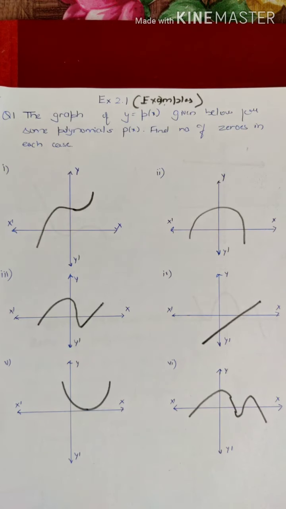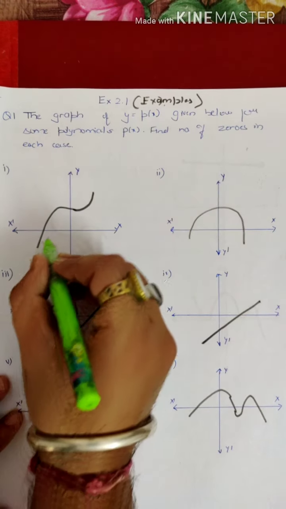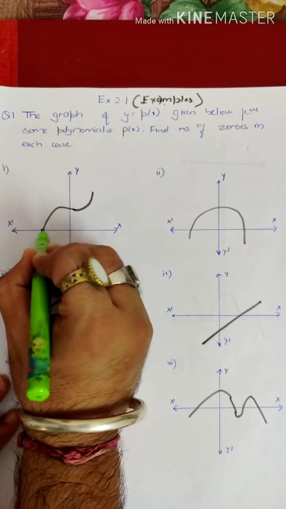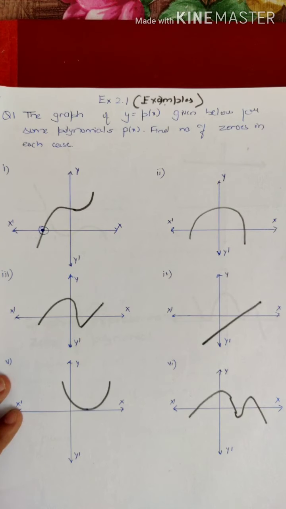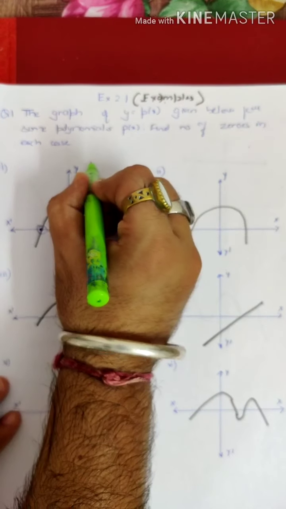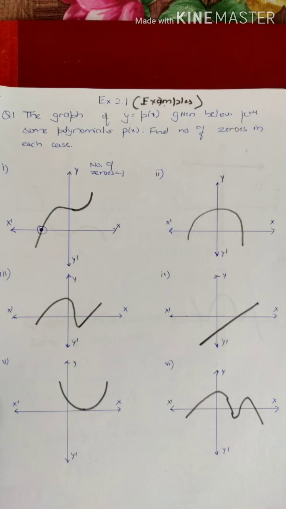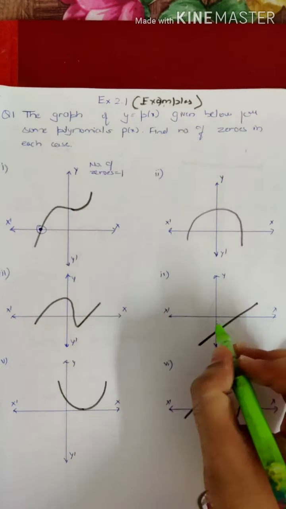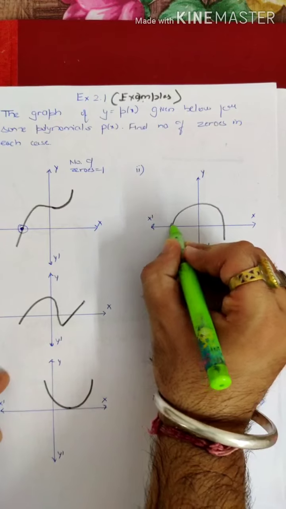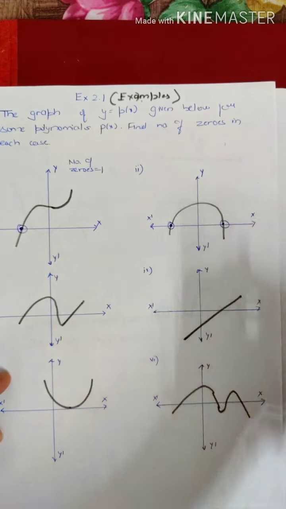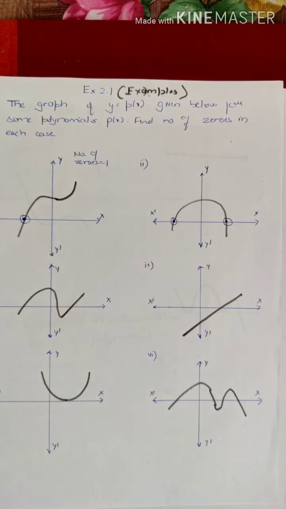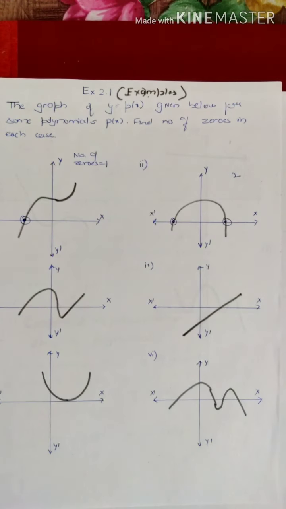I have told you earlier the number of zeros depends upon the number of points where the graph is intersecting the x-axis. Now we can see that the graph is intersecting the x-axis at just a single point. So how many zeros will we have? The number of zeros will be equal to 1. Similarly in this case, at how many points is the graph intersecting the x-axis? It is intersecting at 2 points. So the number of zeros will be 2.